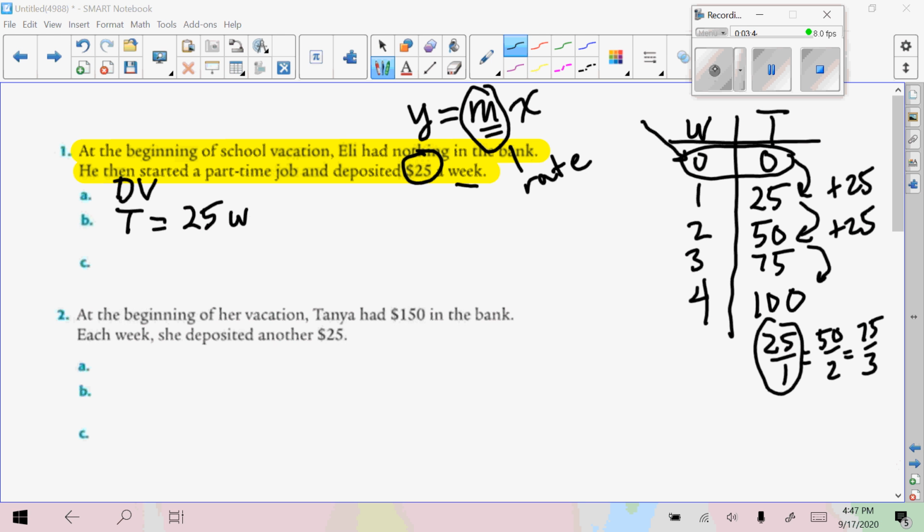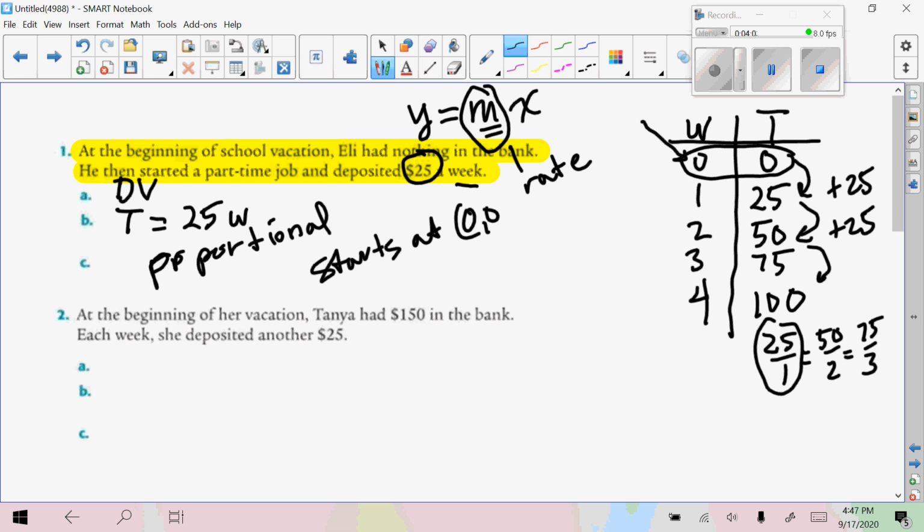And then the other thing you have to do is explain how you know it's a direct variation. And I'm just going to say it's proportional. You could also say that you know it's direct variation because it starts at 0, 0, and it's linear.